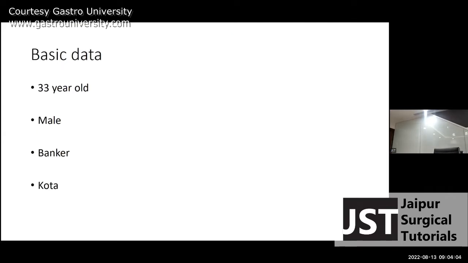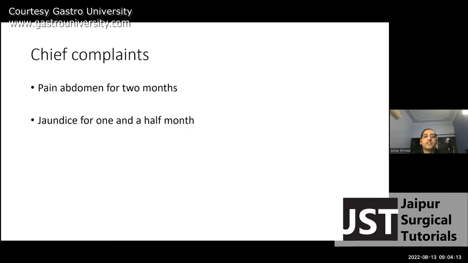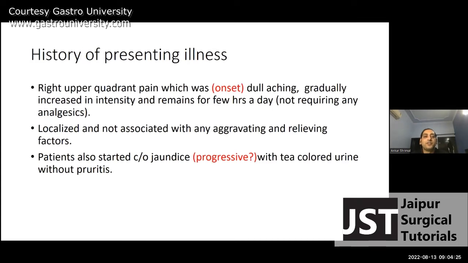Okay, sir. So my patient is a 33-year-old male, a banker by occupation from Kota, who has come with chief complaints of pain abdomen for 2 months and jaundice for 1.5 months. Patient was apparently alright 2 months before, then he started developing right upper quadrant pain, which was dull aching, gradually increasing in intensity, and remained for a few hours of a day, not requiring any analgesics. It was localized and not associated with any aggravating or relieving factors. Patient also started complaining of jaundice with tea-colored urine without any pruritus.